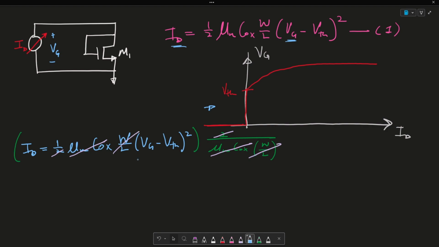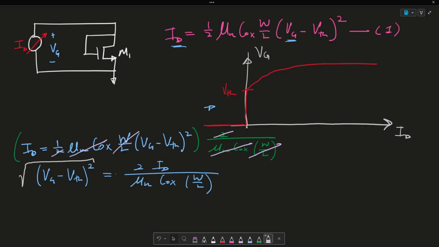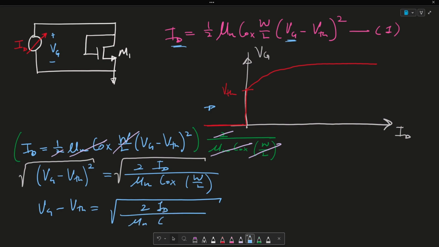So then we can rewrite this equation. I'm going to write this on the left-hand side as VG minus VTH squared is equated to 2ID over mu n COX W over L. If I go ahead and take the square root of both sides, I'm left with VG minus VTH is equated to the square root of 2ID over mu n COX W over L.